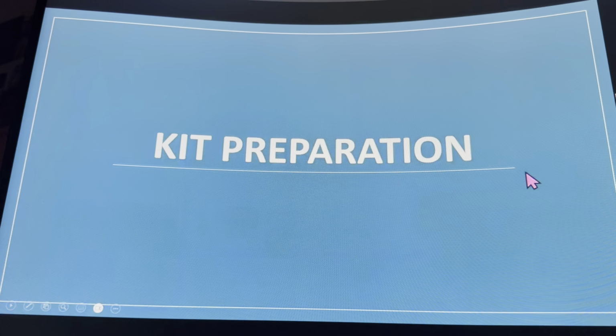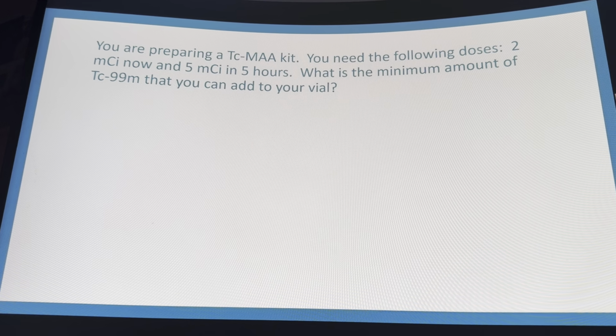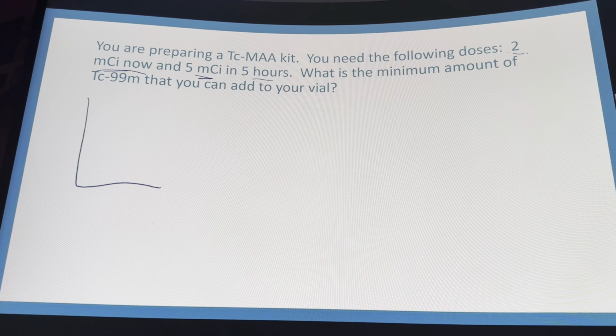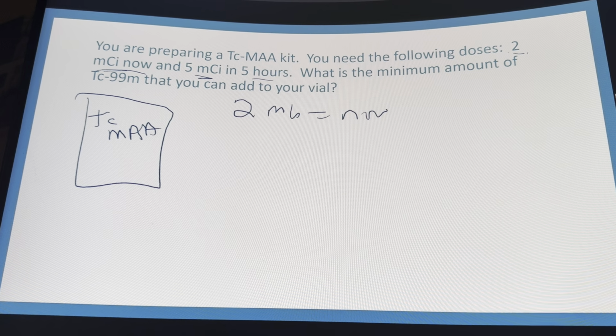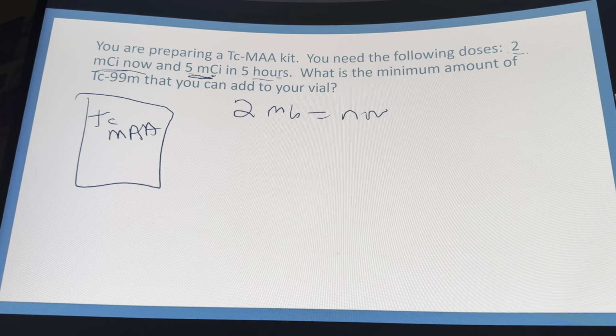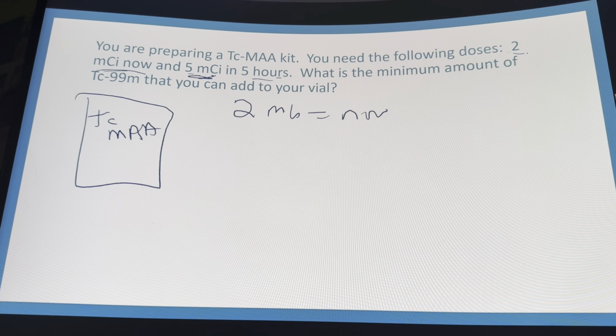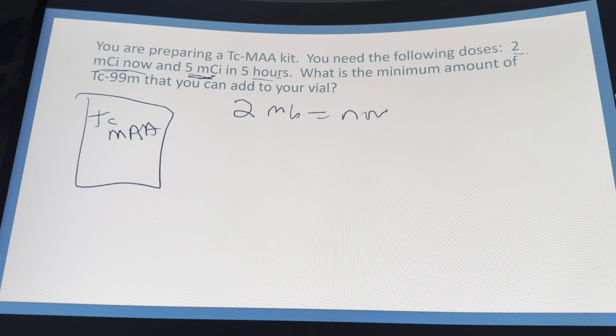All right, kit preparation. You're preparing a kit of Tech MAA. You need the following doses. You need 2 millicuries right now. And then you need 5 millicuries in 5 hours. So I want to know how much to put in my Tech MAA kit. So I have 2 millicuries now. I don't have to do anything with that, right? That's just 2 millicuries. But I need 5 millicuries in 5 hours. So that means I need to put more in now, so I have 5 millicuries in 5 hours.